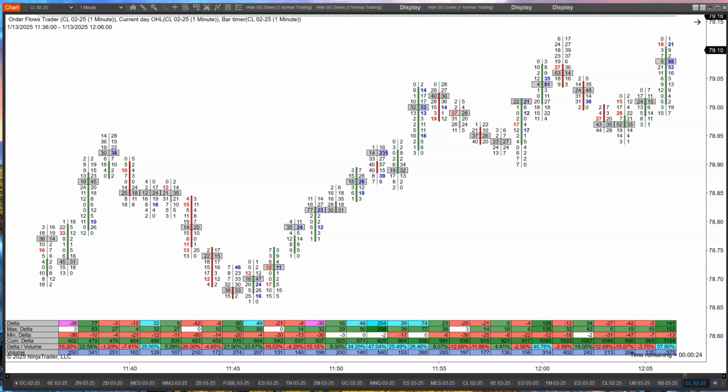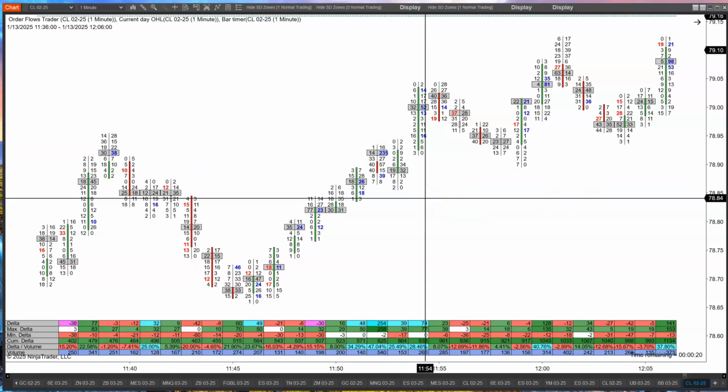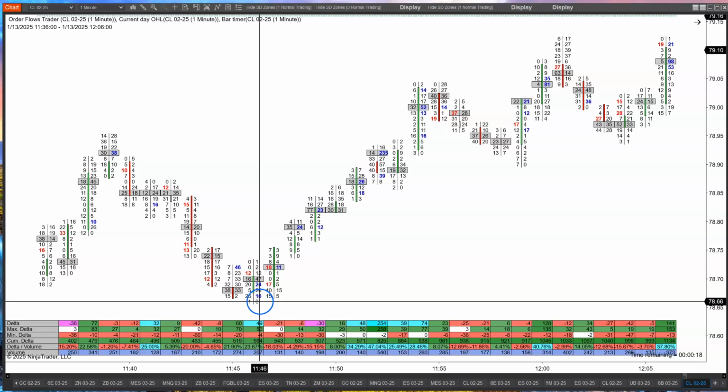Okay, and if you watch a footprint, right, you can see exhaustion prints forming, right? It's what it is.